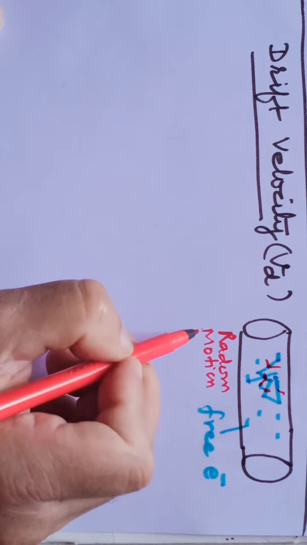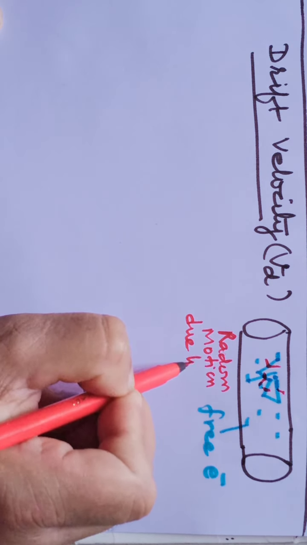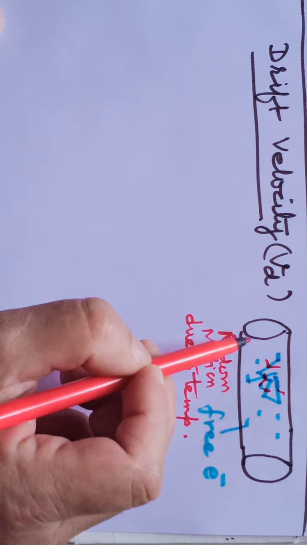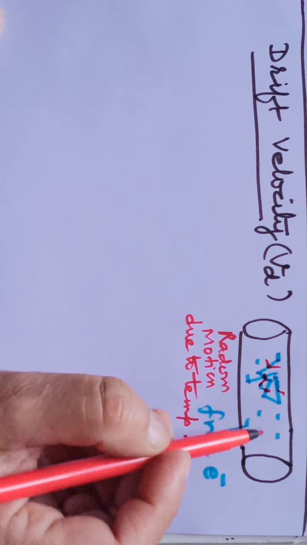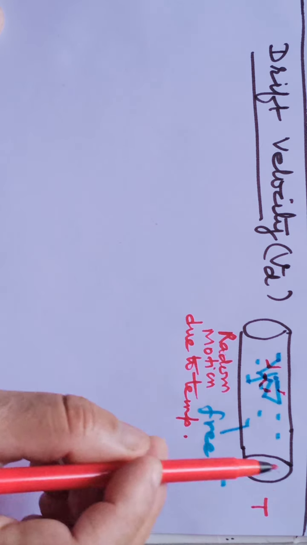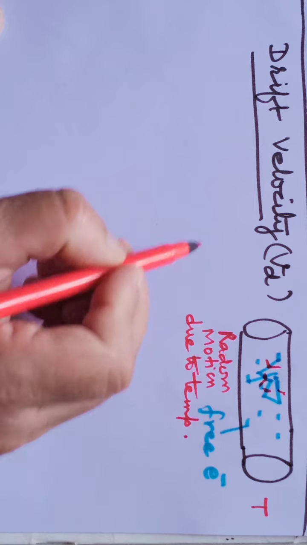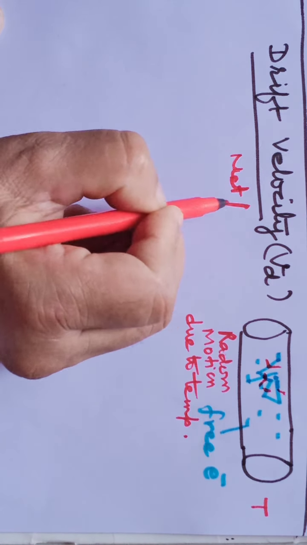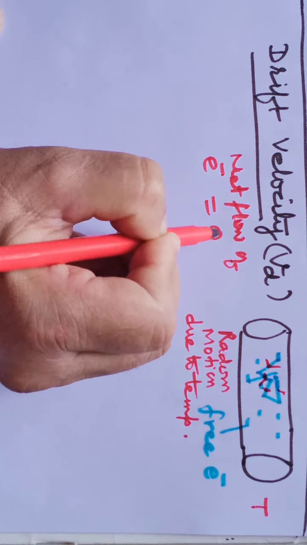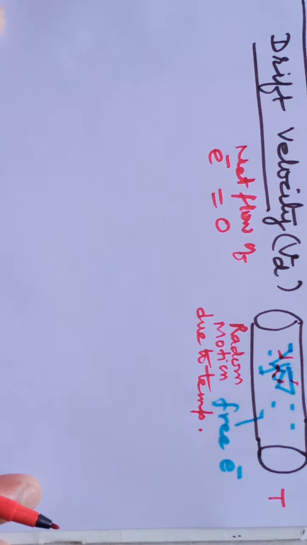due to temperature, because electron get energy from environment surrounding. Here is a temperature, some temperature. So the net flow of electron is zero. Net flow of electron is equal to zero. So there is no current.